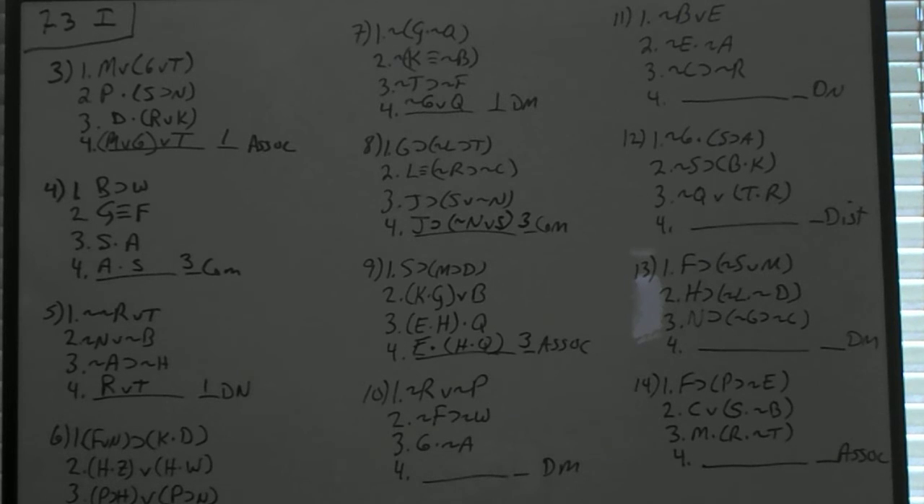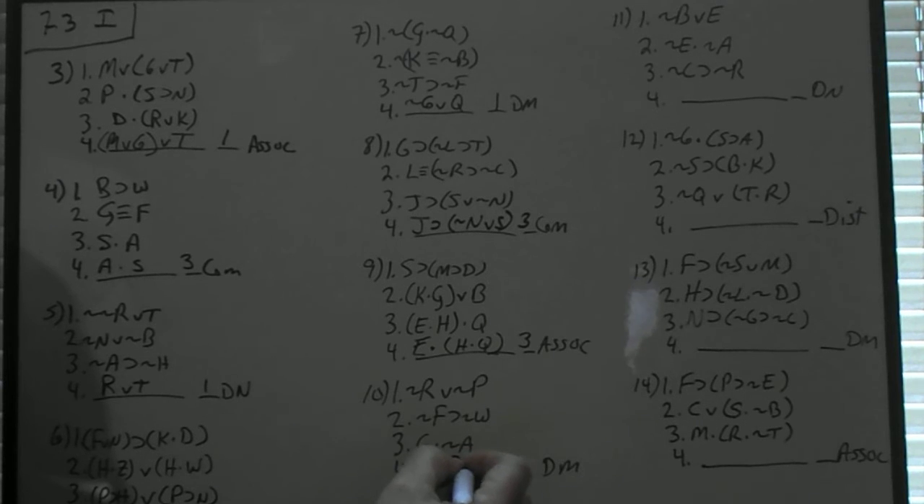Number 10, we have not R or not P, not F then not W, G and not A, and they want us to use De Morgan's rule. So we know 2 is out automatically. That leaves us with 1 and 3. The only option really is going to be line 1, not R or not P. Using De Morgan's would be the same as not R and P. So not, and then in parentheses R dot P, from line 1.